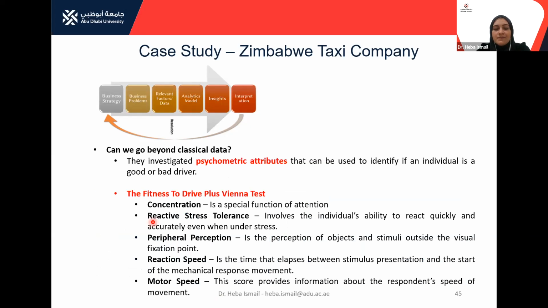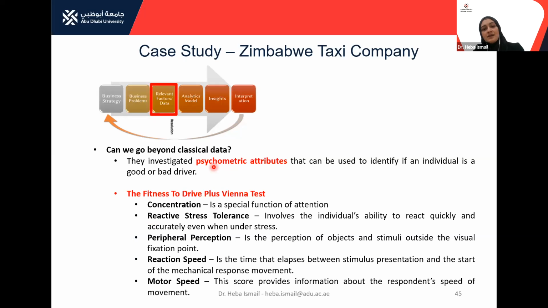What they did, they looked at different types of attributes beyond the classical attributes, not just focusing on age, years of experience, qualification, driving certificate, license, and these kinds of things. They started to investigate the possibility of using a psychometric analysis test. They said maybe also the personality of the driver is related to the number of accidents he or she makes.